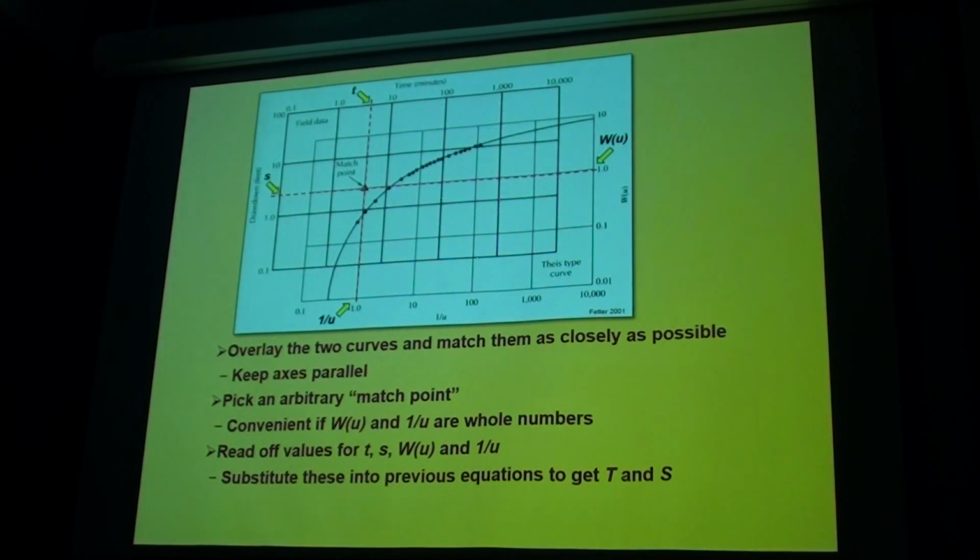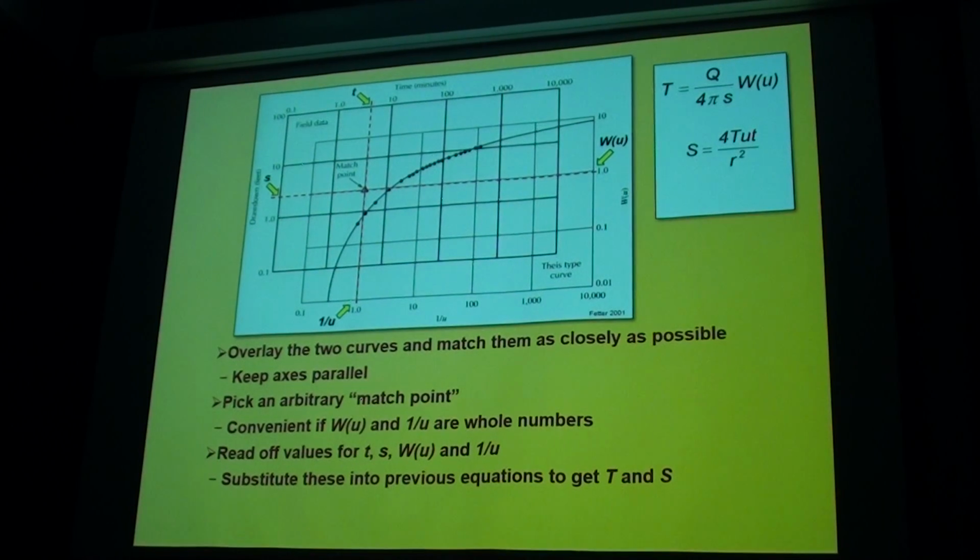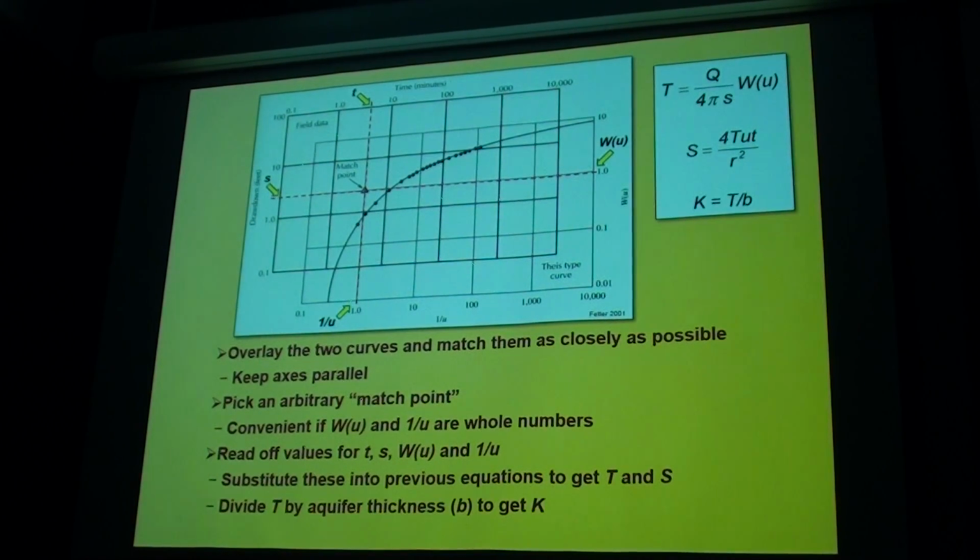Anyway, substitute those to get T and S. So there we go, there's our T, so we can get transmissivity: T equals Q over 4 pi s times W(u), okay? And once you've got big T, we can substitute here as well. We've got big T, we've got a value for u, just a little bit of that, okay? And we've got a value for t, we know what that is, we get our S. And of course, divide T by b, and we get K. Done. Easy. There you go. It's as simple as that.